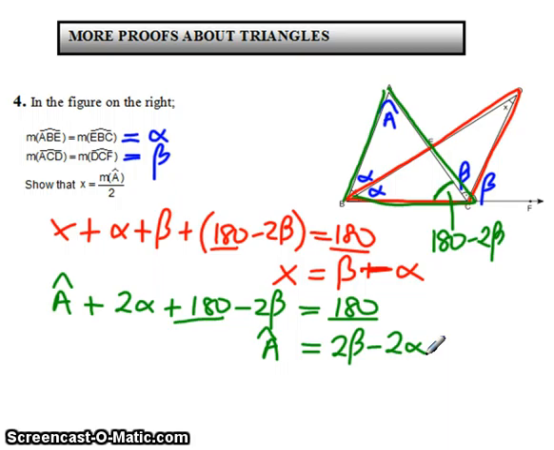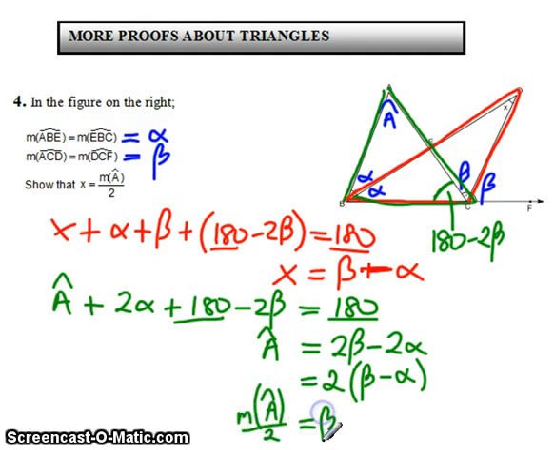So now we can equate these two things. We can find a common factor of 2, so this is 2 lots of beta minus alpha. Dividing by 2, technically we should use the correct notation: the measure of angle A divided by 2 is equal to beta minus alpha. And now we can equate these two equations to say that x must be equal to the measure of angle A divided by 2.